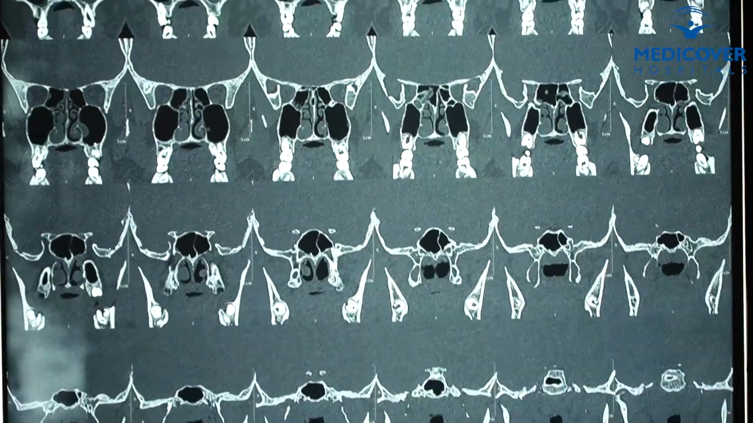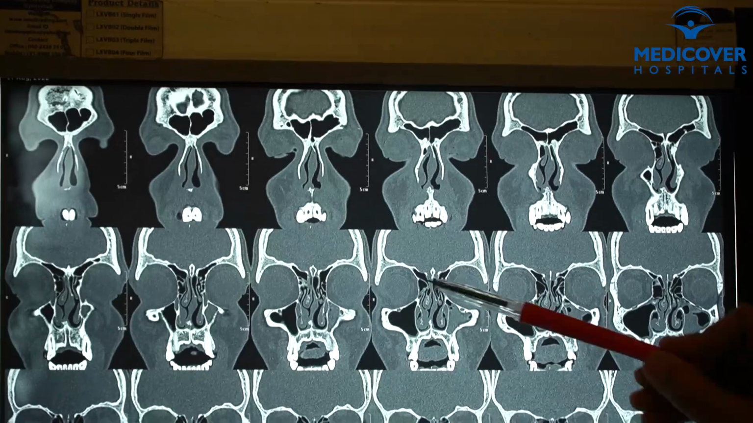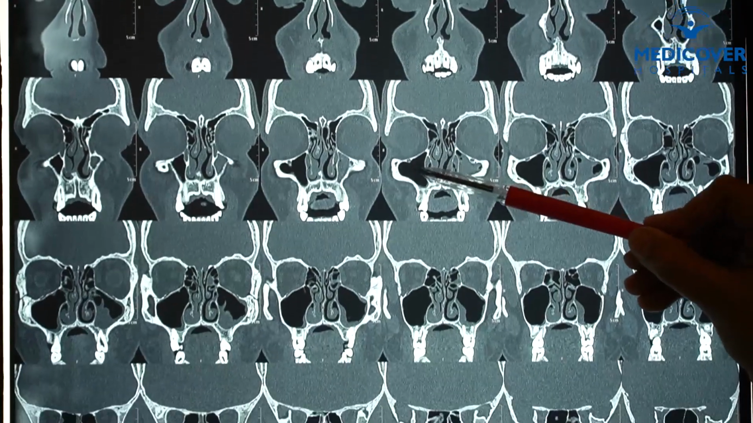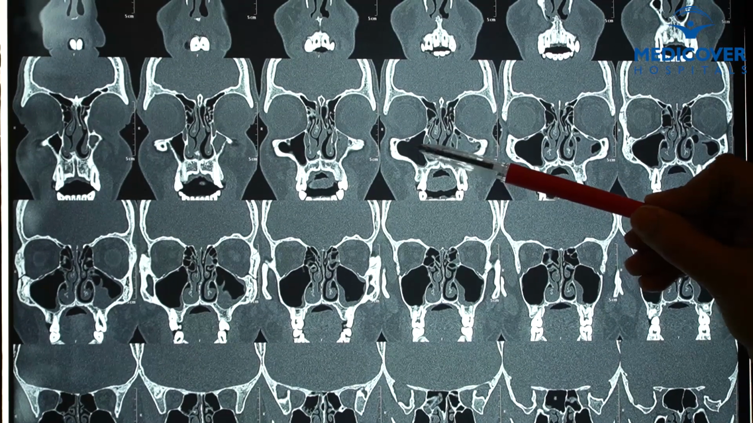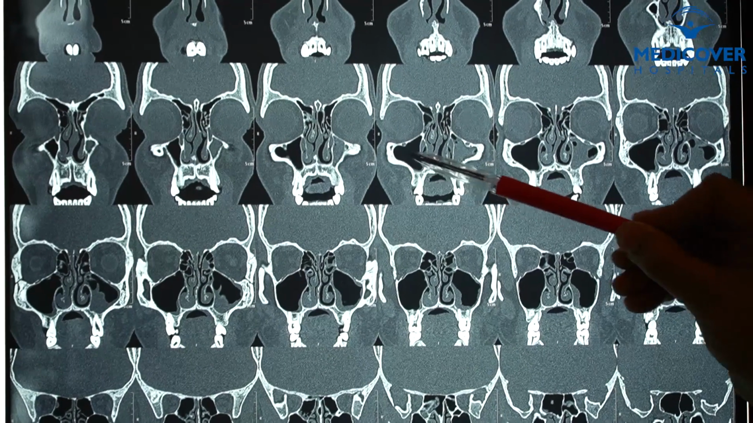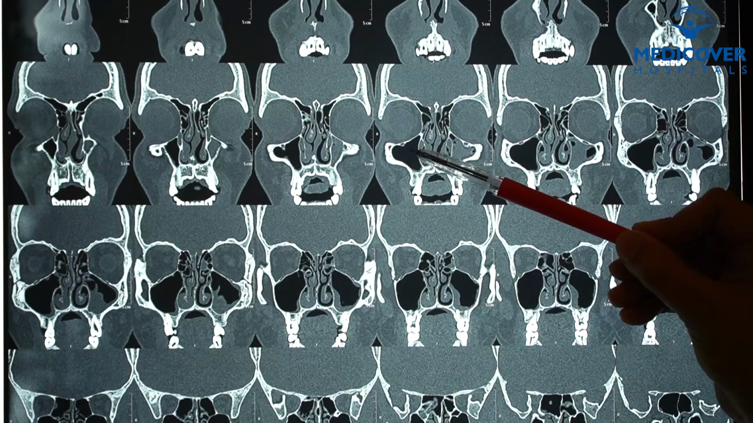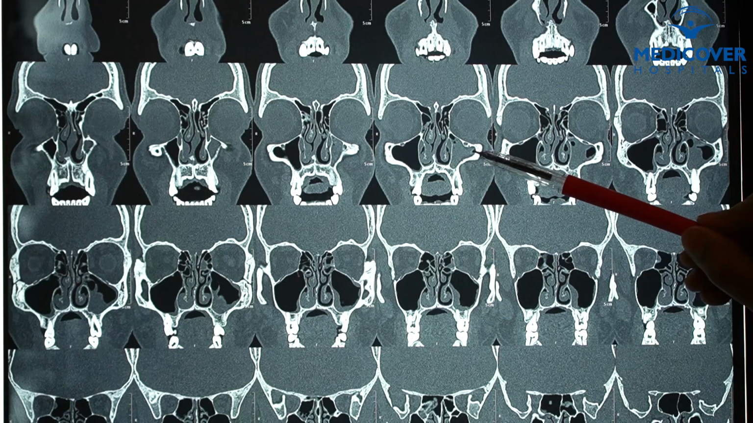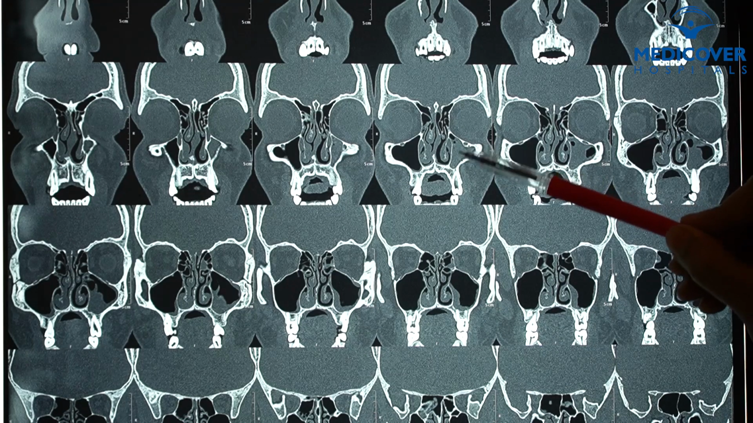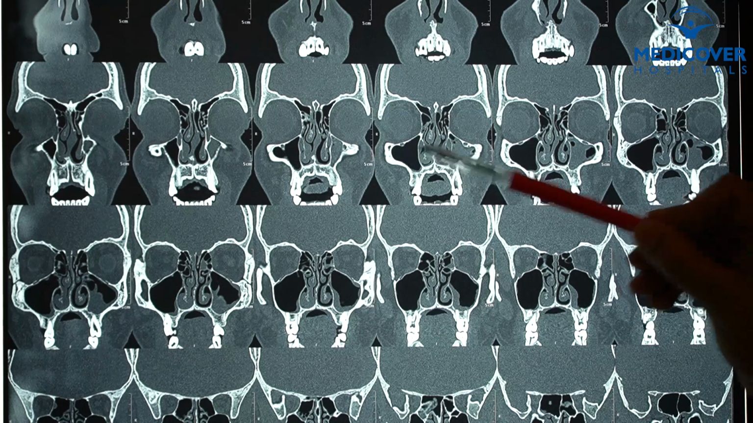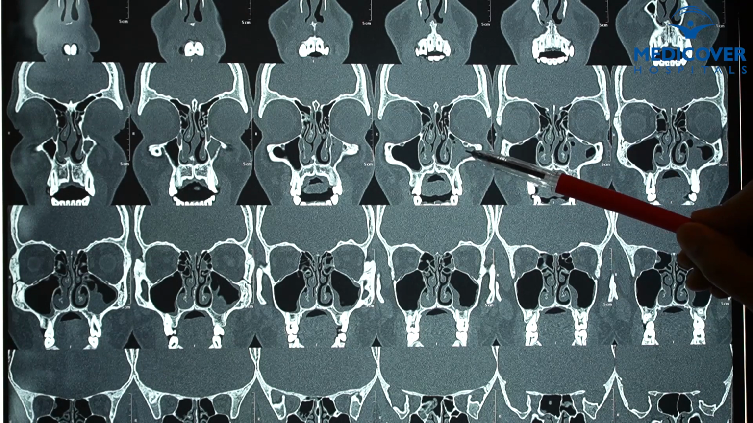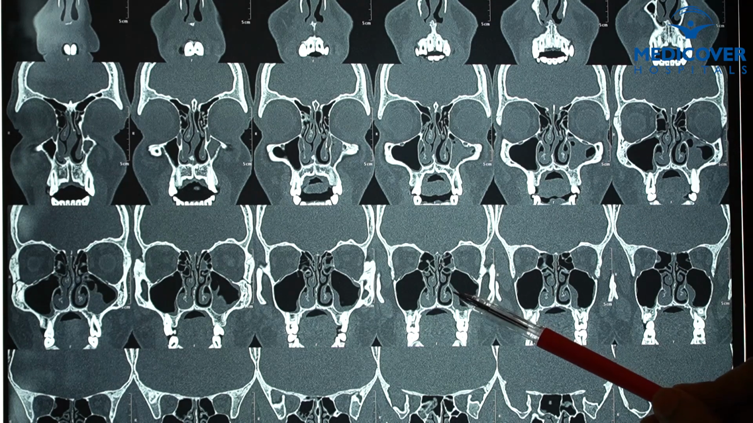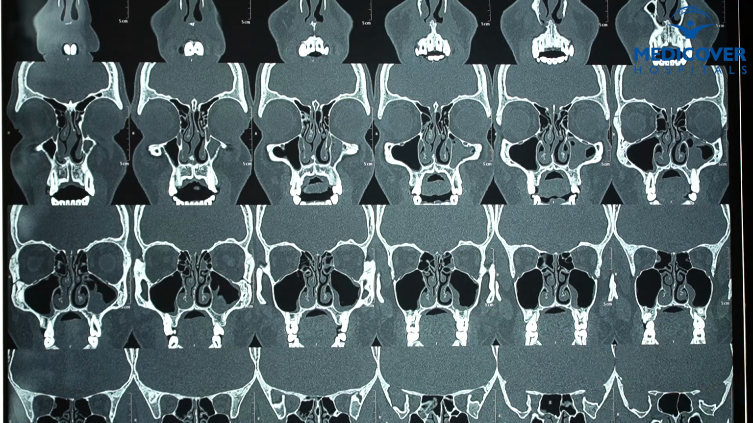Now, coming to normal sinus versus diseased sinus, look at this color. The color of the right maxillary sinus here is black. Black means it is filled with air, which is physiological, normal. Whereas on this side, the color is grey, which means something abnormal is going on here, which is not healthy. So this is the color of a normal sinus, and this is the color of an unhealthy or diseased sinus. Here you can see a little grey outline. This is called mucosal edema.